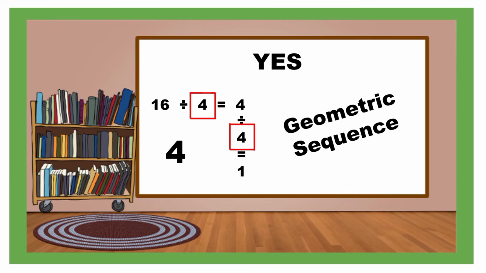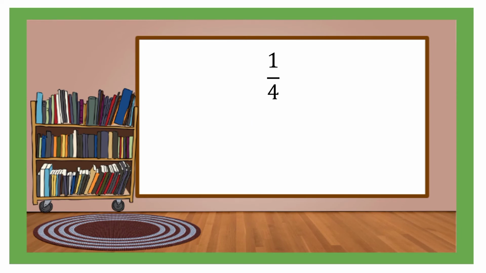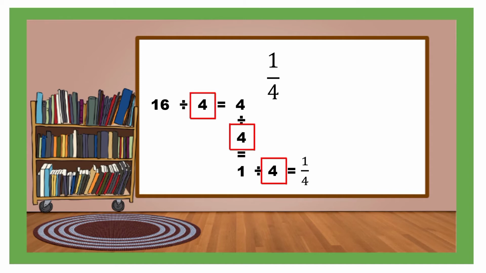Now, what is the fourth term? The fourth term is 1/4. Since 16 divided by 4 equals 4, divided by 4 equals 1, divided by 4 equals 1/4. We have a common divisor 4, which is the common ratio. So the fourth term of the geometric sequence is 1/4.